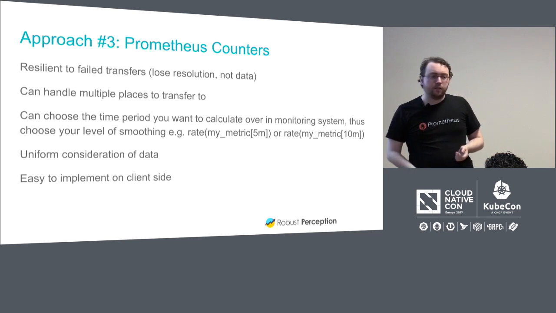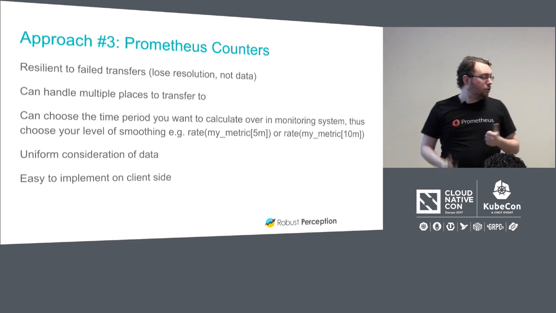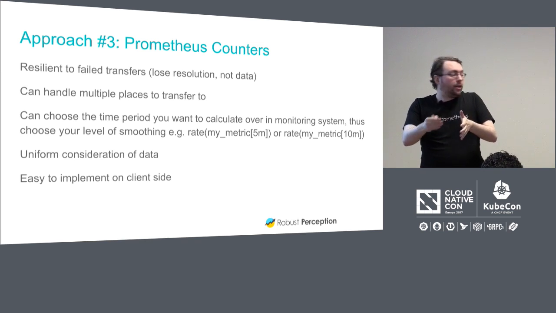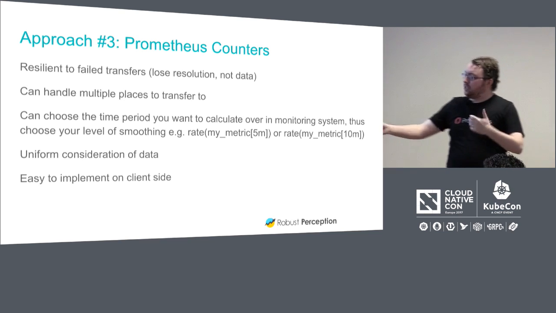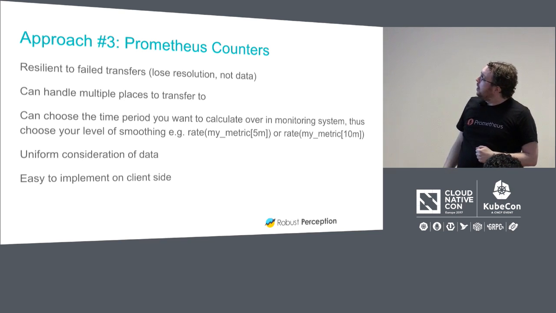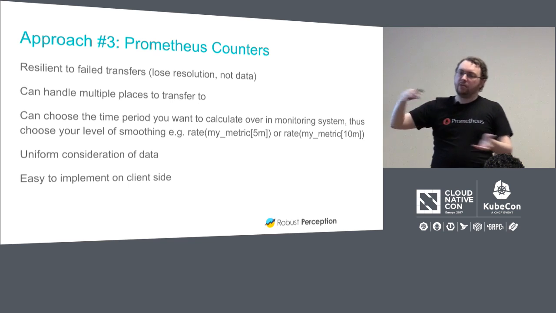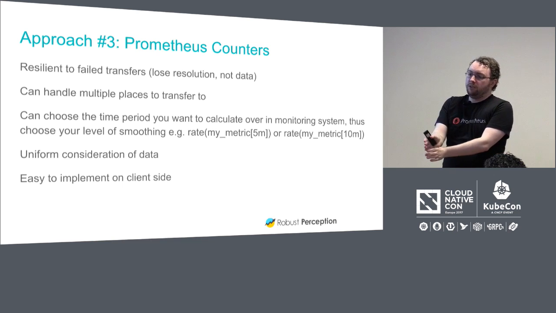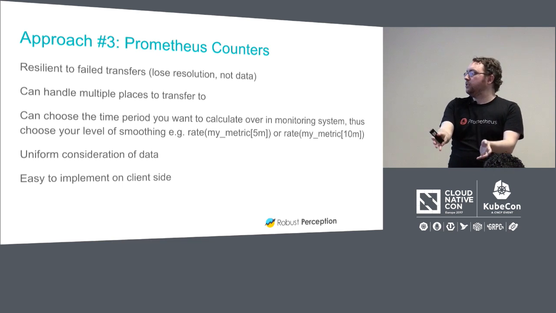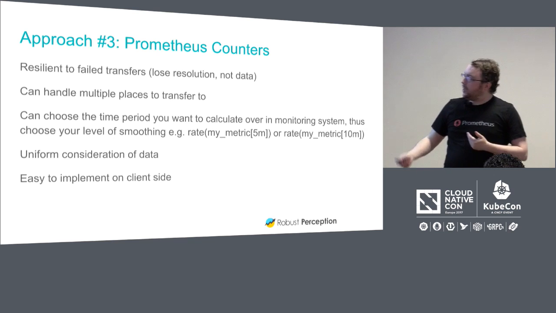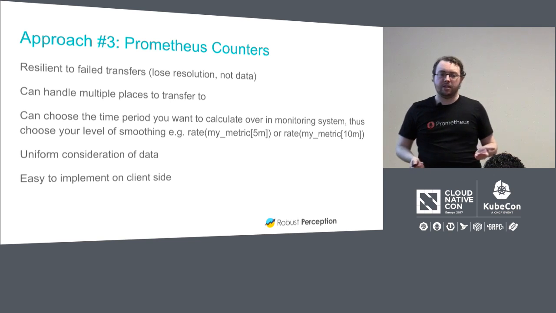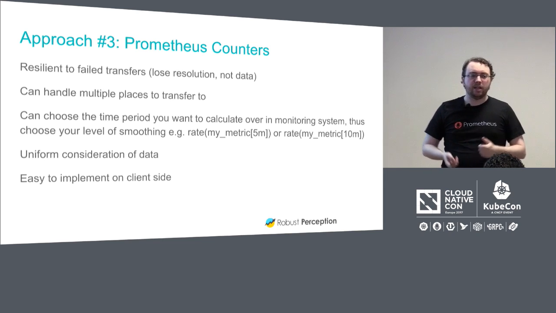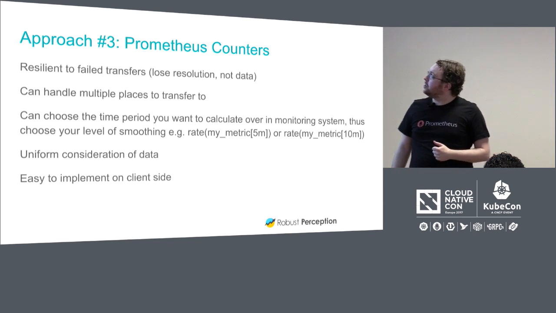So it's resilient to failed transfers. You lose resolution, not data. So that's good. You can still see that, hey, there's more requests than usual. You just can't tell exactly when they happened. Multiple places can pull data from it or push data, whatever, no problems. And you can choose whatever time you want to average over. Data is considered uniformly. It doesn't matter whether it was the first 5 seconds or the last 5 seconds of the 10-minute rate. It's all considered uniformly. And it's extremely easy to implement on the client side because you just have a counter that goes up. You need some mutexes and so on, but that's rather easy to implement.